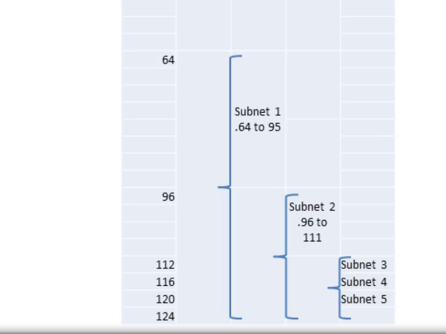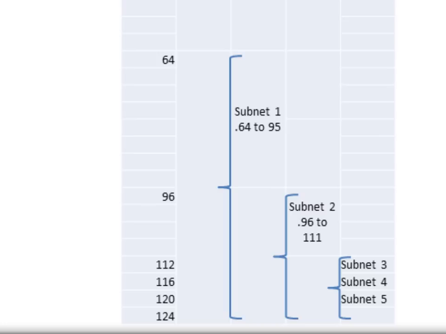If subnet 2 needed all 32, which in this case it did not, I split that in half, which allowed me to go to the next column to the right, the /28. So I took the original two subnets and divided them up to create two additional subnets. In this case, subnet 2 now starts at .96 and goes all the way up to 111 instead of 127.